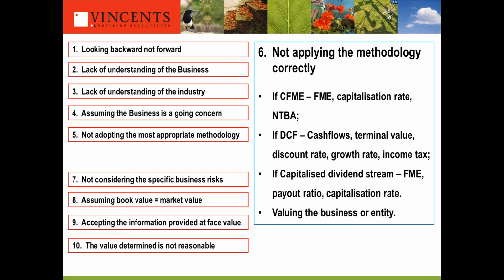So applying some of the other methodologies, if you use a DCF, a discounted cash flow, you have to work out first of all the cash flows. Normally at the end of the period in which you're doing individual year cash flows, you come up with a thing called a terminal value, but you need to make sure that's calculated correctly. Again, the discount rate is similar to the capitalisation rate and reflects the risks of the business. What growth are you assuming is built into your cash flows? And finally, are you taking tax into account or not? Are your cash flows pre-tax or post-tax?